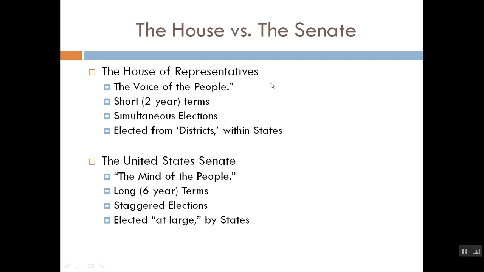Now, this lecture is running a little long, and I've already written out the main differences separating the House from the Senate on the slide, so I won't read them out to you on this video, although they are accessible to you in the book and through some of our optional resources and videos.